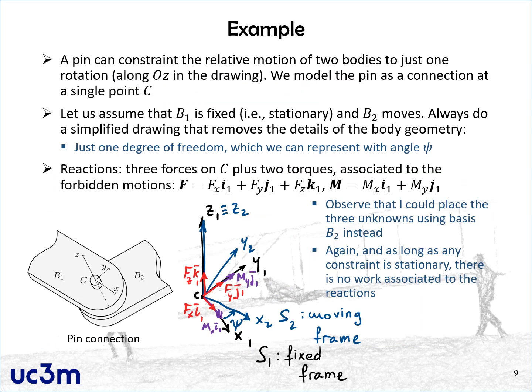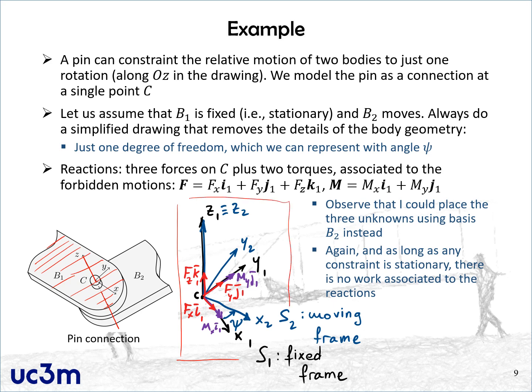Here we have two bodies, B1 and B2, which are connected by a pin, as you see in the drawing. This pin forbids any relative motion between the two bodies, except for the rotation about the pin axis. For simplicity, we are going to assume that B1 is stationary, and we are just going to describe the motion of B2 with respect to it. But this doesn't have to be the case. In general, we can have both bodies moving, and then we just have the constraint that limits the relative motion between the two bodies.